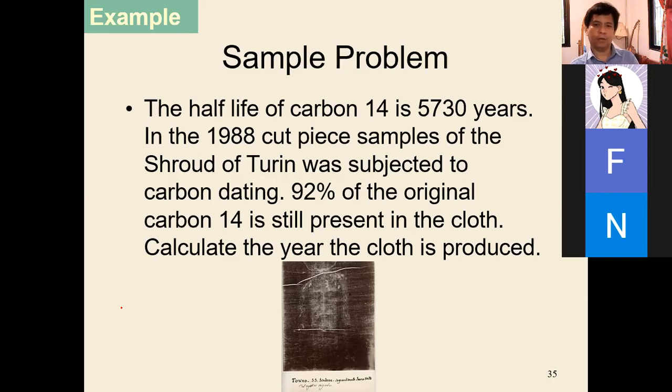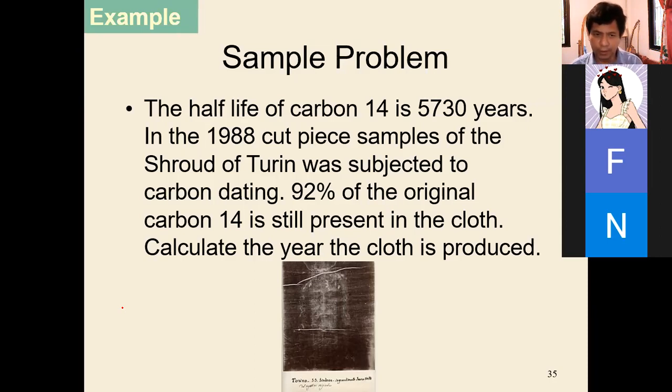So first step, calculate nyo muna yung k. Pag na-calculate nyo na yung k, calculate nyo yung time. So time would be in years kasi yung k nyo would be per year. So after that, pag na-calculate nyo na yung number of years, kung gaano katanda yung Shroud of Turin, i-minus nyo lang doon sa 1988. Di ba? Minus nyo lang. So you will find kung anong year siya na-produce.